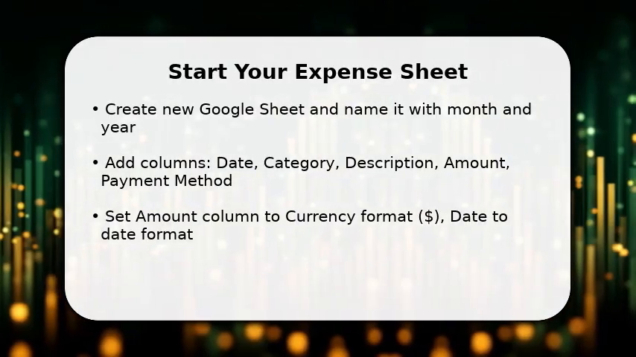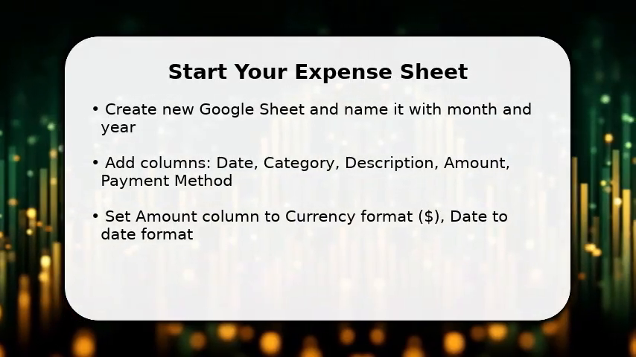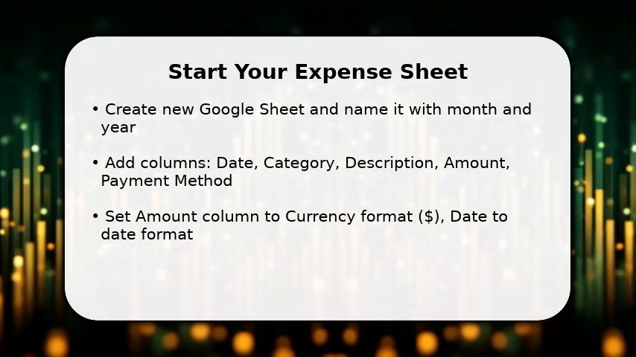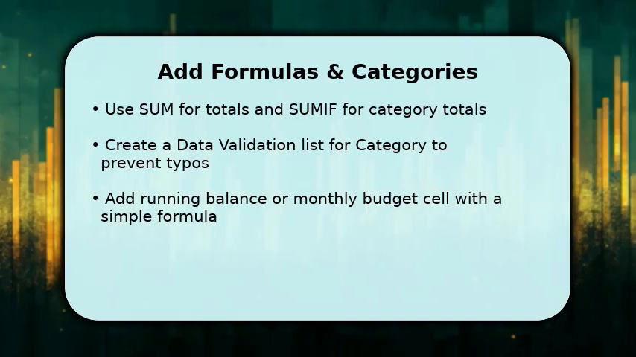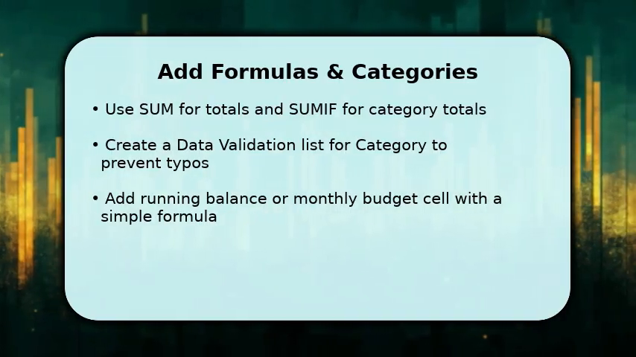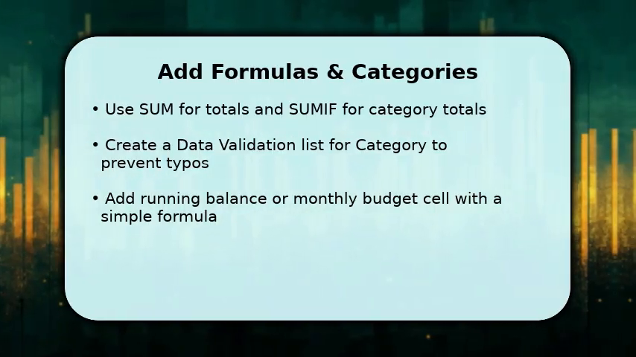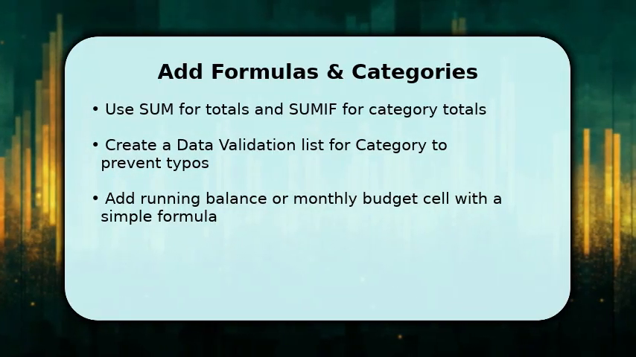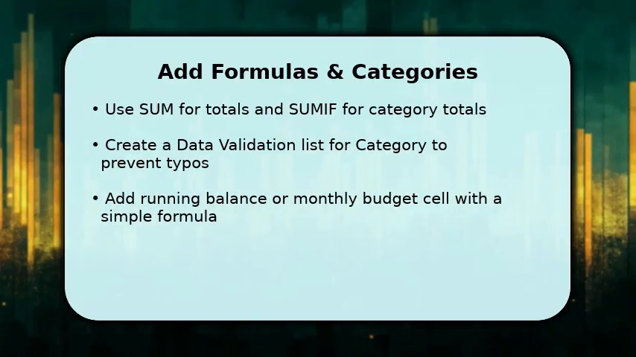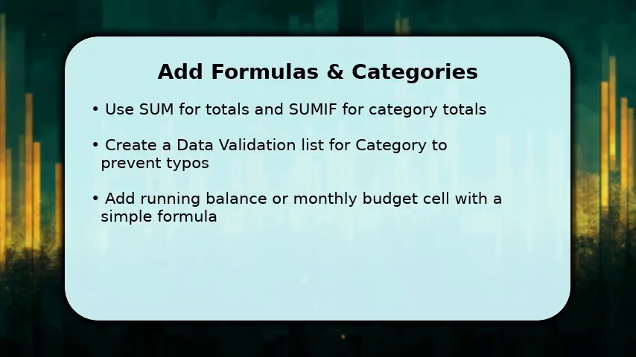Now enter a few recent transactions to validate formats and see immediate totals populate. Now you build the logic. In the totals row, use SUM to add amounts and use SUMIF to calculate per category spending, which shows where money goes. Then create a data validation list for category so you select consistent labels.